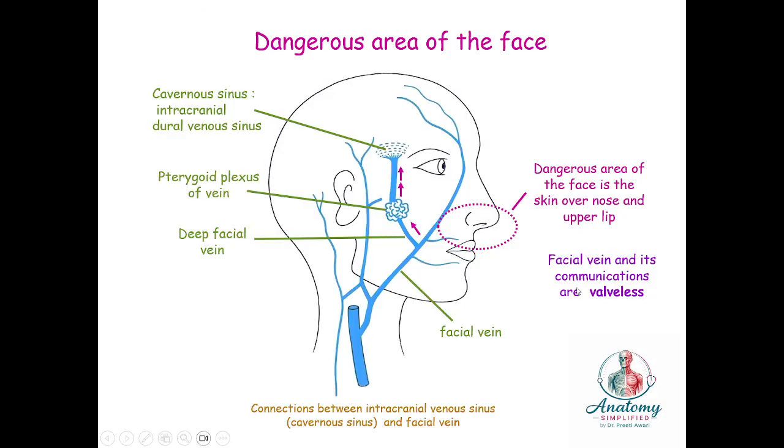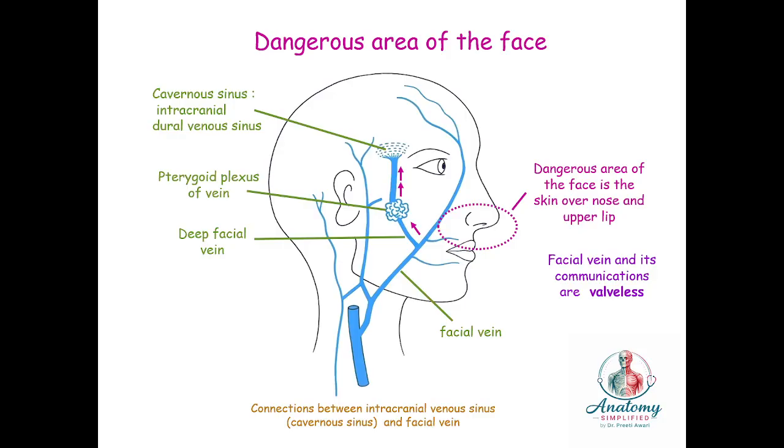The second thing is the facial veins and their communications are valveless. So if there is any kind of infection of this region, there are chances that infections from here can be carried by this communication till the cavernous sinus, a dural venous sinus present inside the skull. This can lead to thrombosis of this cavernous sinus, which is a very important, fatal, emergency condition, as the cavernous sinus is also draining the eye.